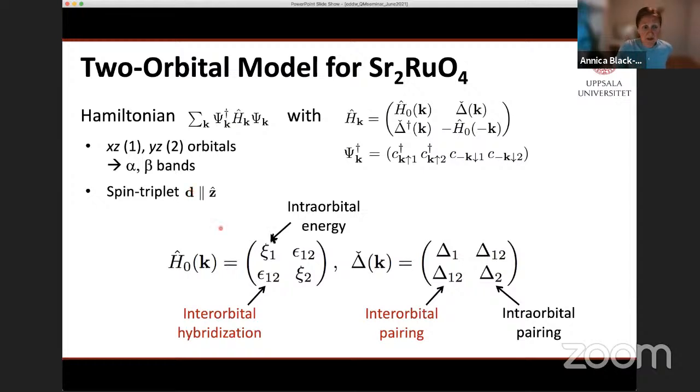Okay, I have 2 bands, so they have some interorbital energy. I have some interorbital hybridization. I have some intra-orbital pairing. I have some interorbital pairing. So all terms here can be non-zero.